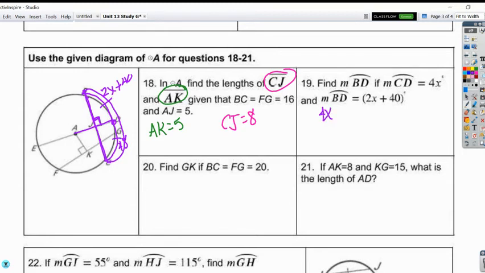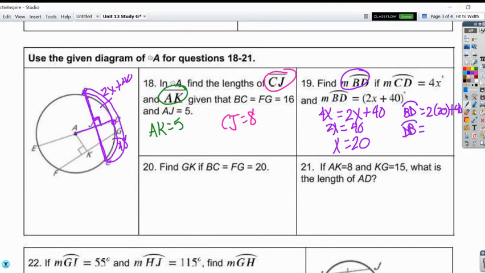So my 4x has to equal my 2x plus 40. So 2x equals 40, which means that x is equal to 20. Got to plug back in now for arc BD. So this is 2 times 20 plus 40, 40 plus 40, puts us at, whoops, and look at that, I just renamed the arc to DB instead, but we can add them together and get 80 degrees for that.